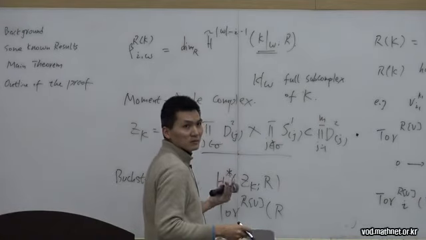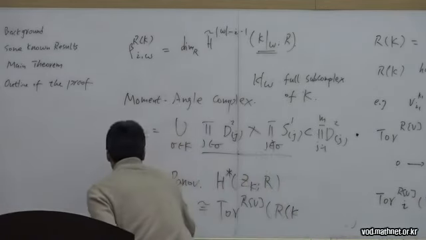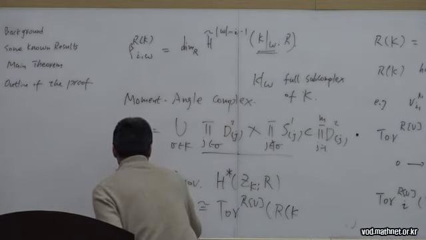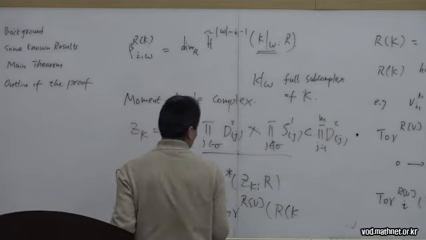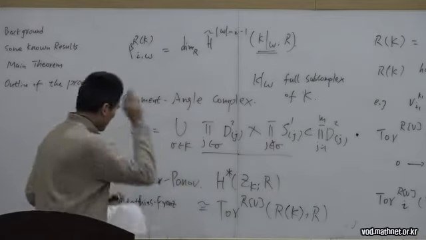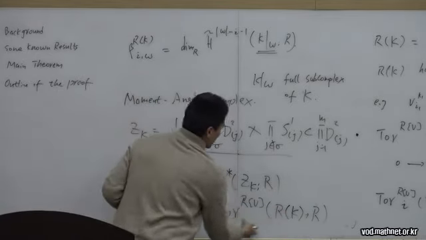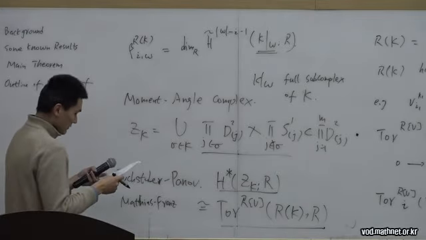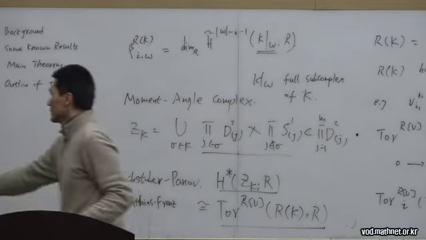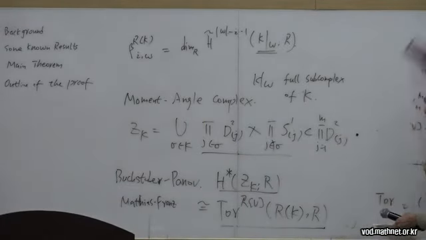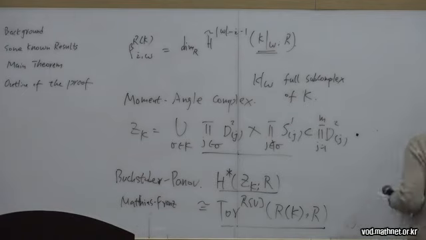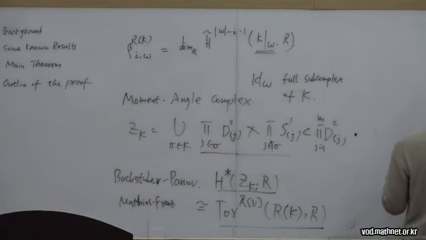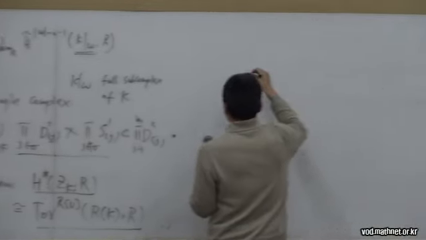Oh, you mean the ring structure? Okay. So Baskakov, Buchstaber, Panov. So we can somehow say this can also be computed by the cohomology ring of ZK. And more precisely, we can write the relation more explicitly.